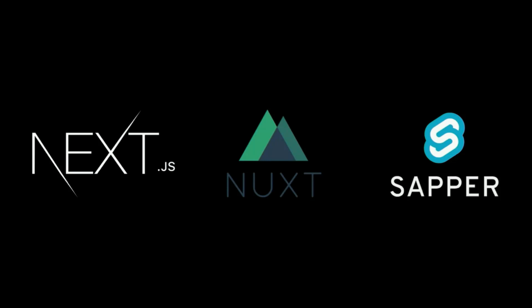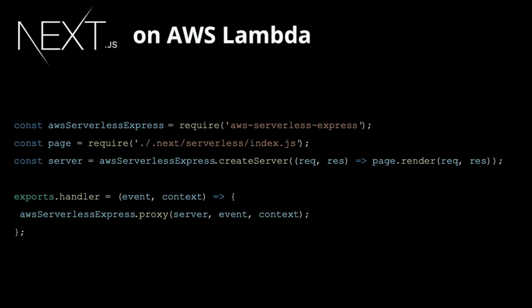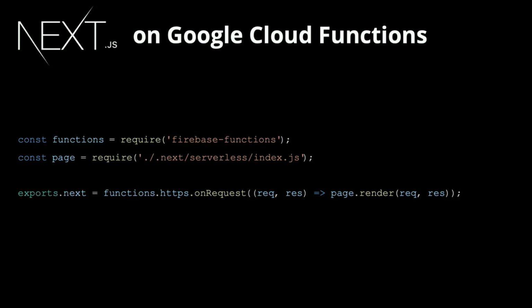Running this in Lambda or Google Cloud Functions is also very simple. This is an example of a Next.js application running on Lambda. All we have to do is import the page that results from the build from Next, and then use the render method as a response to the Lambda handler. This is an example of the same application in Google Cloud Functions. It's basically requiring the page and responding to the request with the render method. So implementation is simple. So let's go to the demo then.